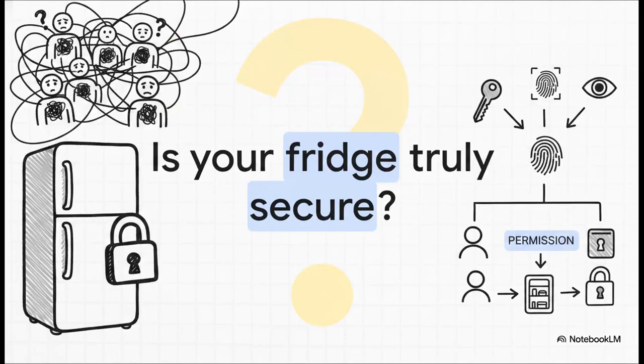So I want to leave you with a provocative thought. Think about your current software architecture right now, today. Are you relying on an exploding list of outdated roles that nobody understands anymore? Or is it time to start defining exactly who has the right to open your fridge? Because the security, scalability, and compliance of your entire system depends entirely on your answer to that question.